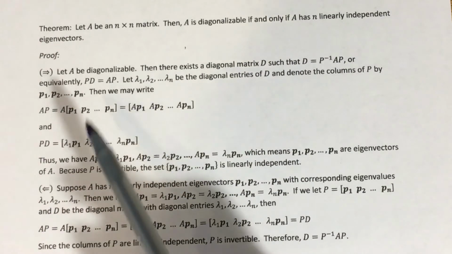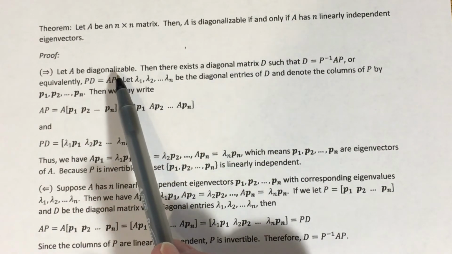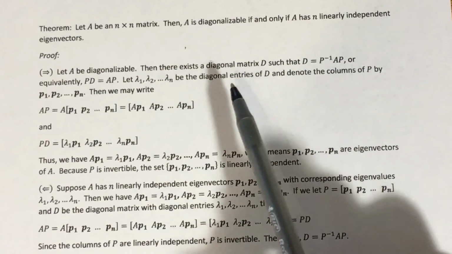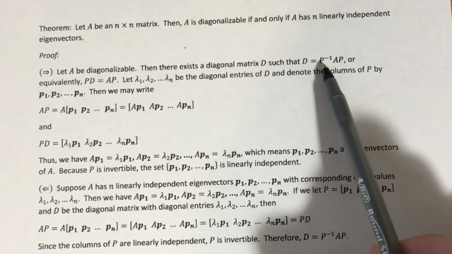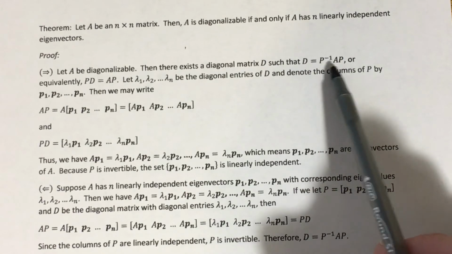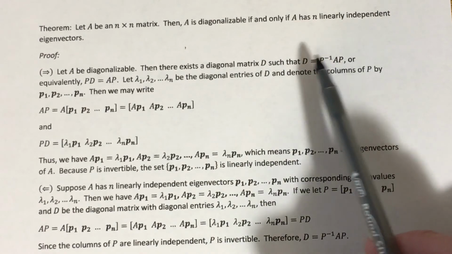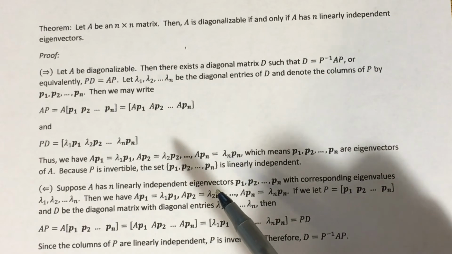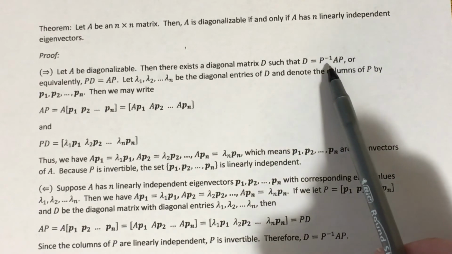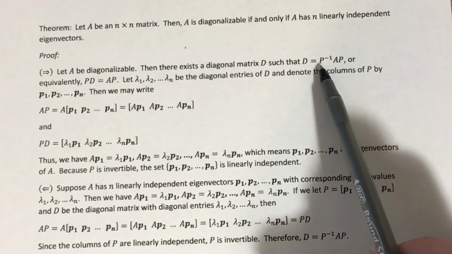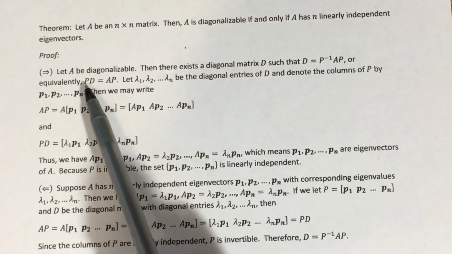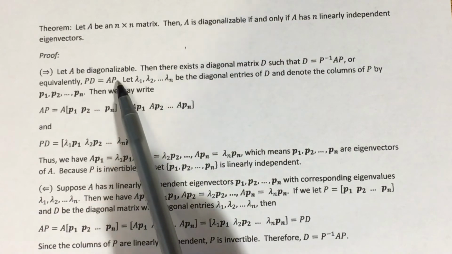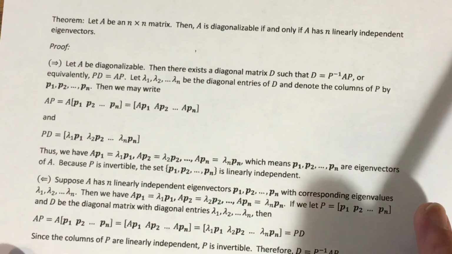So I'm going to start by using the assumption that A is diagonalizable. By definition, that means that we have a diagonal matrix D such that D is equal to P inverse AP. This is what it means to be diagonalizable: A is similar to a diagonal matrix. Now, another way of writing this same equation, if I were to multiply both sides by P to cancel this P inverse out, is PD equals AP. It's the same thing.